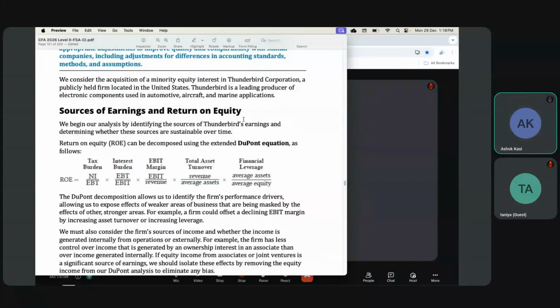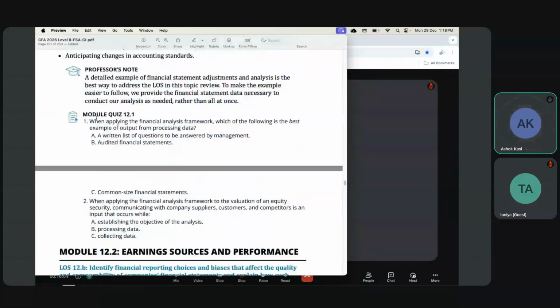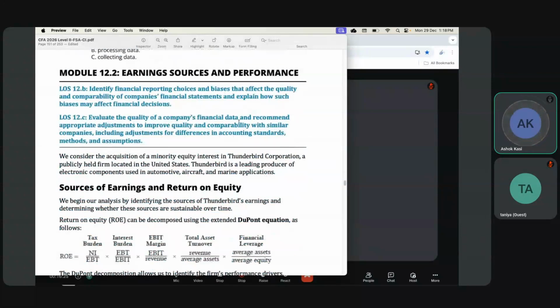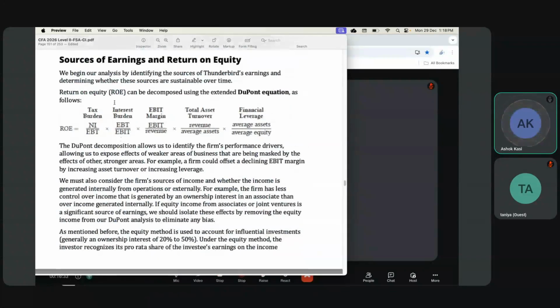Sources of earnings and return on equity. So here, sources of earnings is this one. Basically, the intention here is the objective of an analysis of purchase decisions. So whatever they are purchasing, all of these are related to purchase. First of all, they are calculating how they are earning money. That means return on equity. So this is the analysis for return on equity.